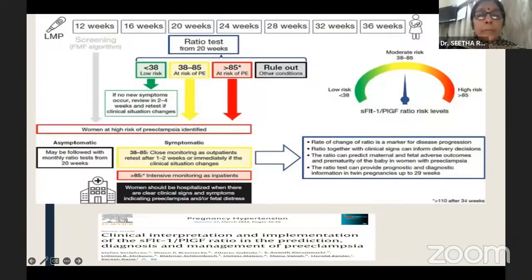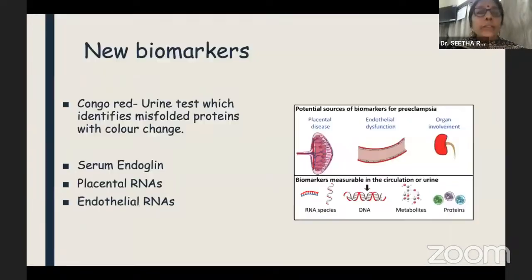So this is the pregnancy hypertension group where they look at the sFlt/PLGF ratio. If it's less than 38, it is low risk. But if it's more than 85, they are very high risk. And then you monitor them, and sometimes you need to hospitalize them or repeat the test if it is between 38 and 85. That tells you whether this lady is going to develop preeclampsia in the next 1 or 2 weeks, and accordingly you can call her and monitor her.